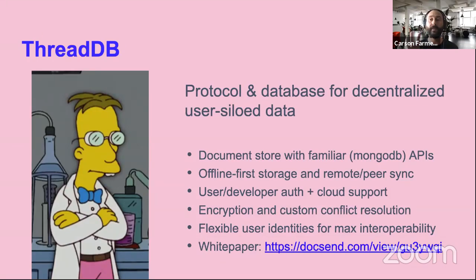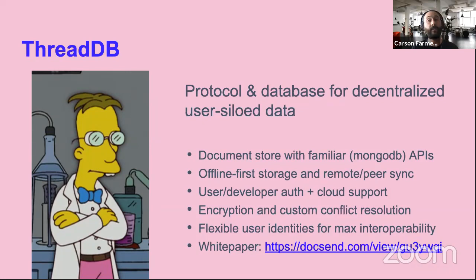Essentially, what we're talking about is a peer-to-peer decentralized document store with a familiar MongoDB-like API. It's got offline first storage and remote peer syncing, so you can sync your peers across the network. It has user and developer authentication and cloud support, so you can actually run a ThreadDB daemon or peer in the cloud, which we'll talk about a little bit later. It supports encryption and custom conflict resolution out of the box, so data and files are encrypted by default.